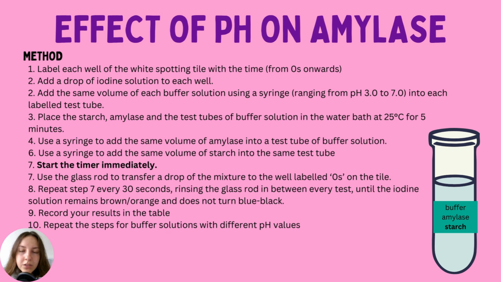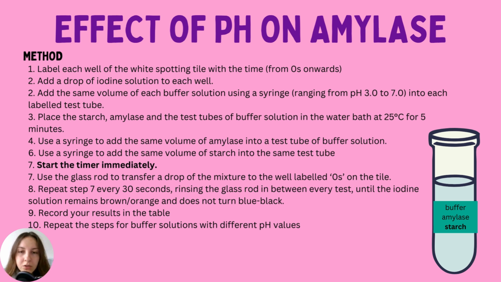Once the solutions are all acclimatized at the same temperature, you want to add them into the same test tube, and you want to make sure they're all at the same volume. So you've not got too much amylase and not enough starch, that kind of thing. Once you've added the starch, the amylase, and the buffer, you want to start the timer immediately, and transfer 1 drop into the first well at time 0 seconds. At every 30 seconds, you're going to place another drop of that mixture into each of the wells, and you're going to see what happens in terms of the color change.